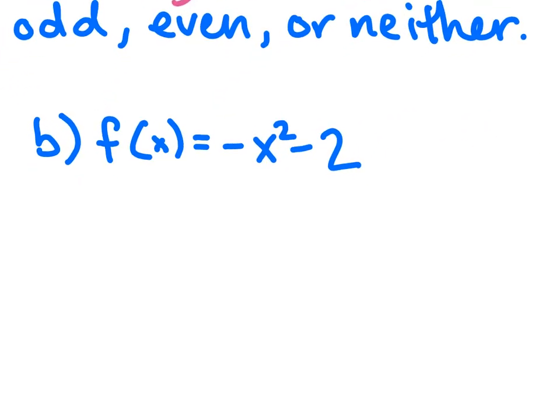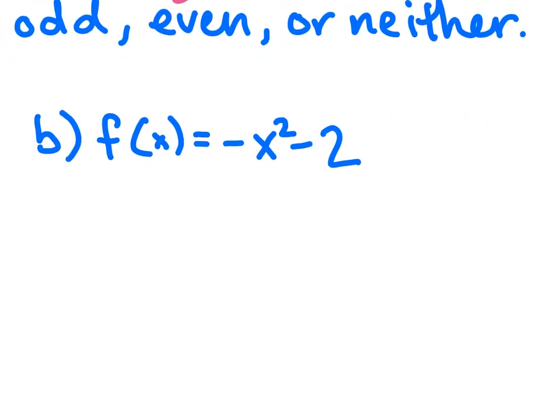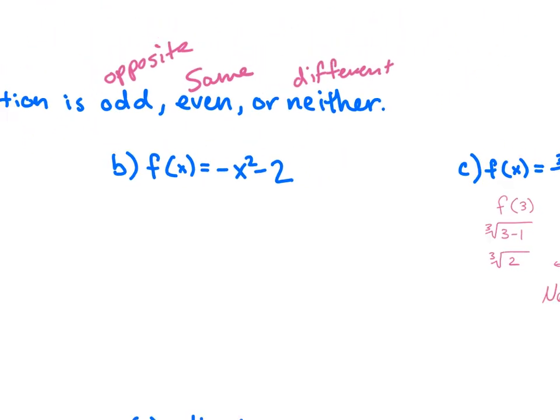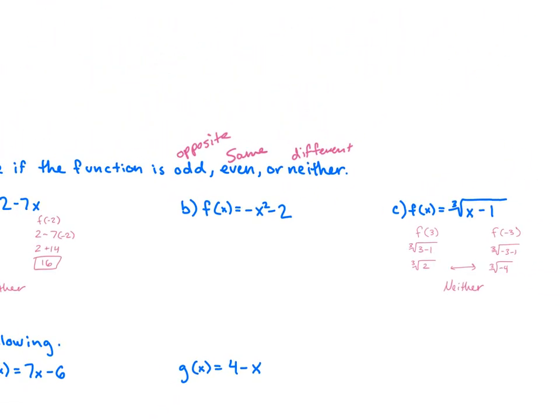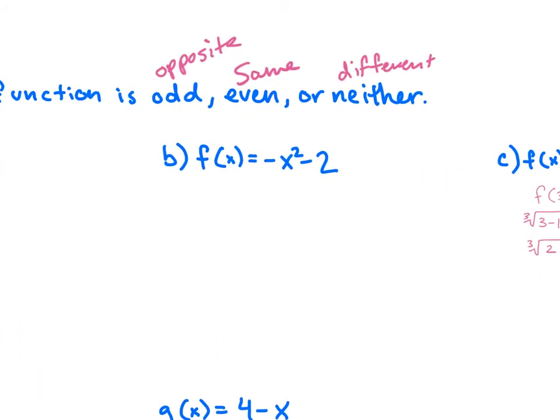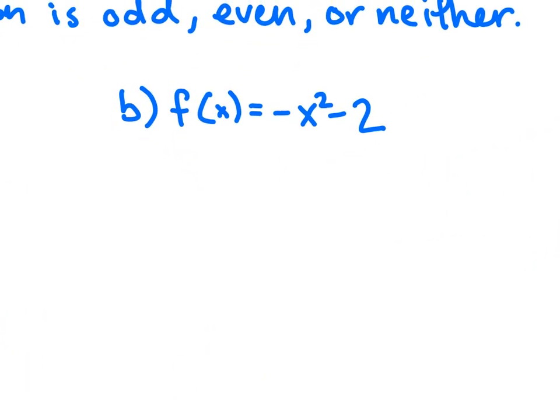Okay, let's do B. Did your answer change for when you put the 8 for C? It was still neither. Because I ended up getting a whole number when I plugged in 9, but then I got the cubed root of a negative number when I plugged in -9, so they were different, still neither. Okay, B. What number should I plug in?